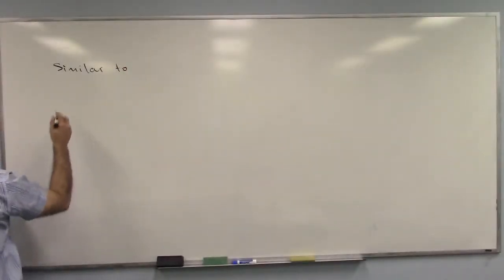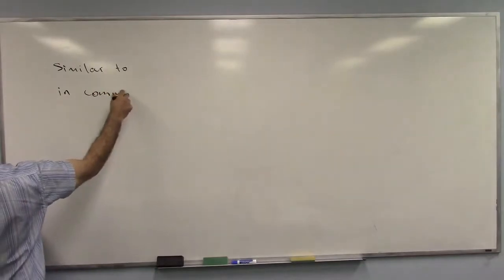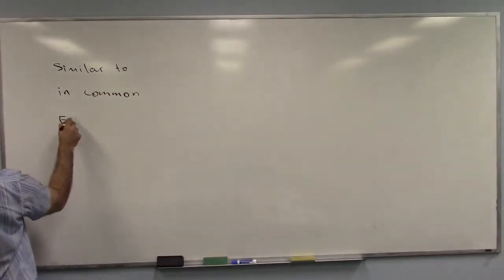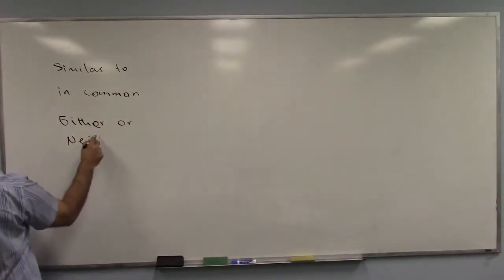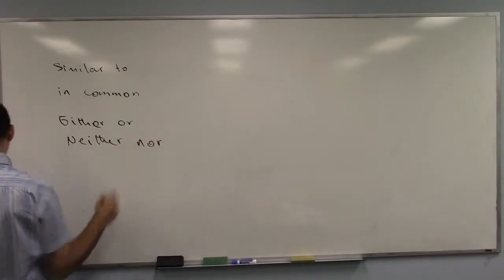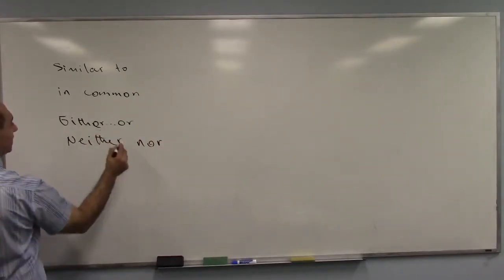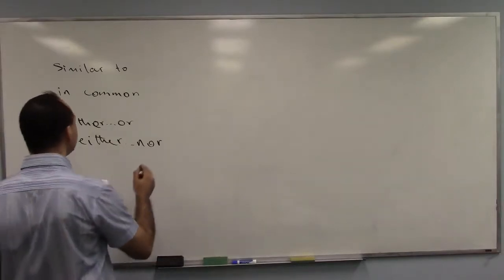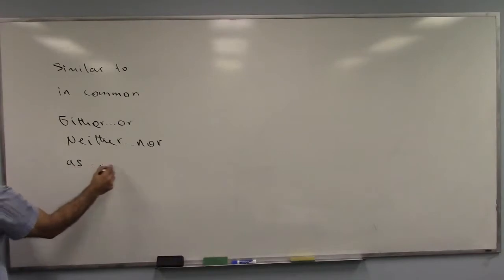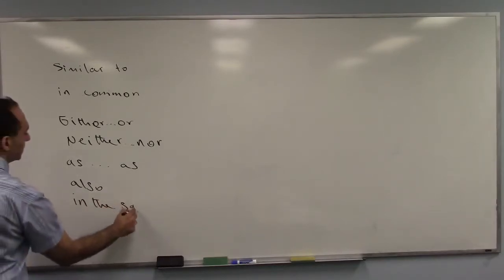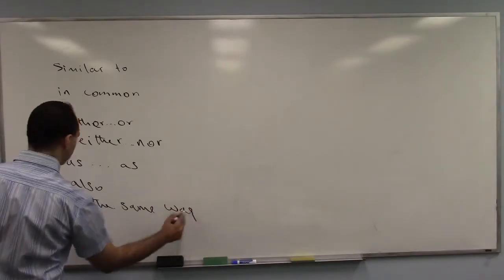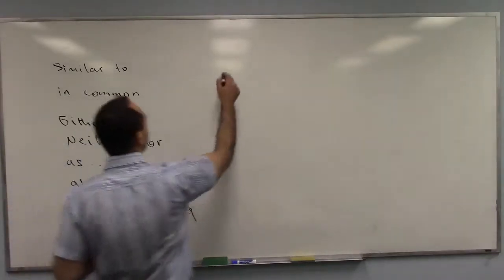Like similar to, like in common, as you look at them, either or. This is something I would just... either or, the other one would be, how would you read it? Neither nor. As, right? So we also have in the same way, yes? At the same time.